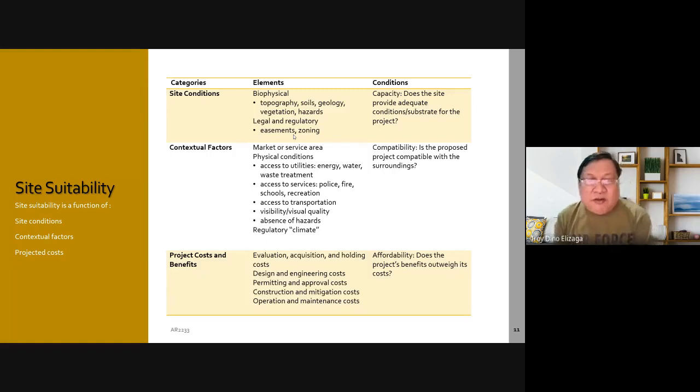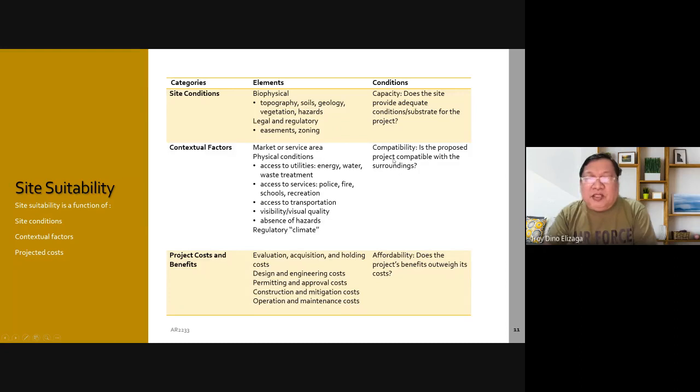When it comes to contextual factors, we're talking about market or service area, or physical conditions like access to utilities, energy, water, access to services, and all of this. What we are actually looking for is whether the proposed project is compatible with the surroundings. Especially about access to transportation, the project is supposed to be near or far from such and such transportation, or should it be visible, or should it be in a floodplain zone or away from it?